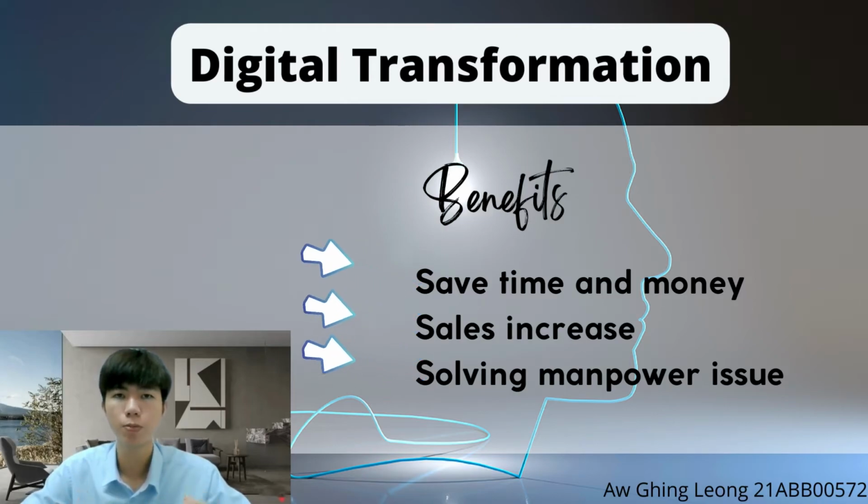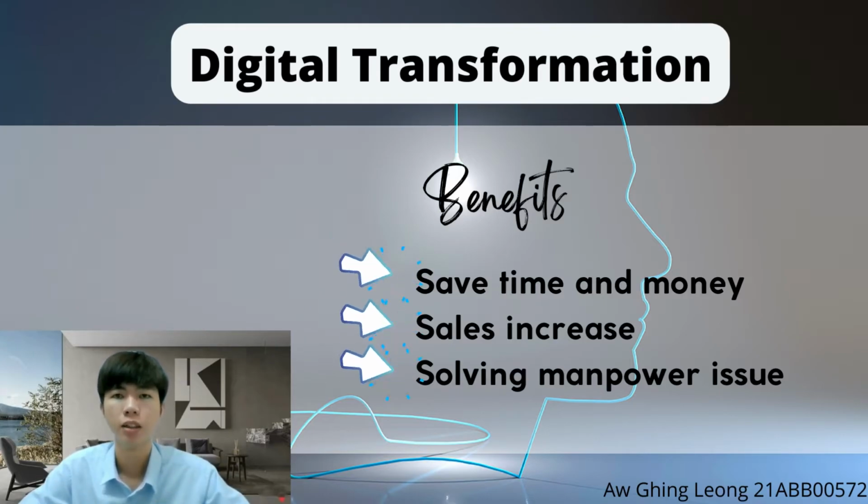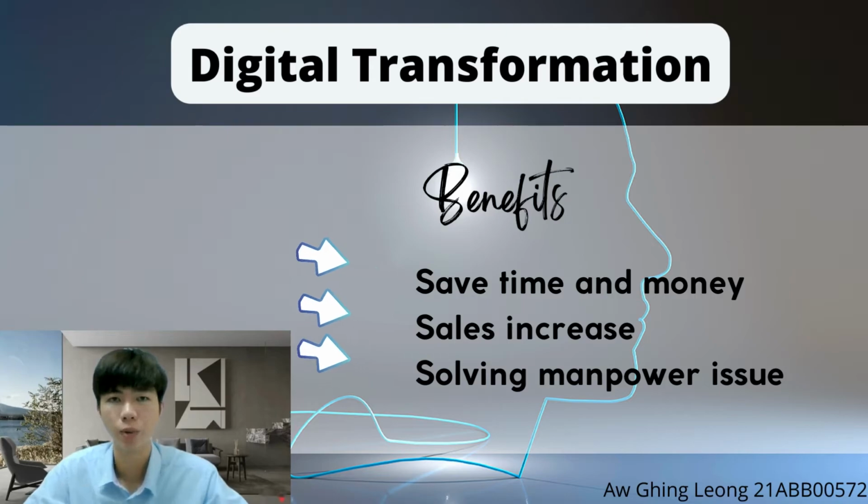The benefits brought to the company after digital transformation are that it will save more time and money. This is because through Facebook, the staff can directly get the customer's phone number and send an e-brochure to them. It helps save the cost of copying the brochure and renting the venue.